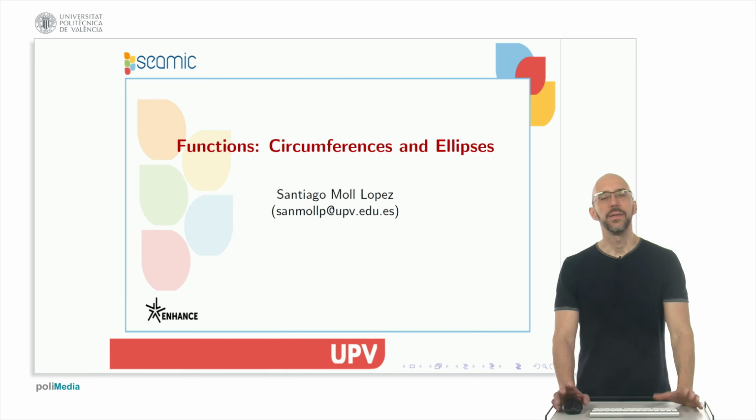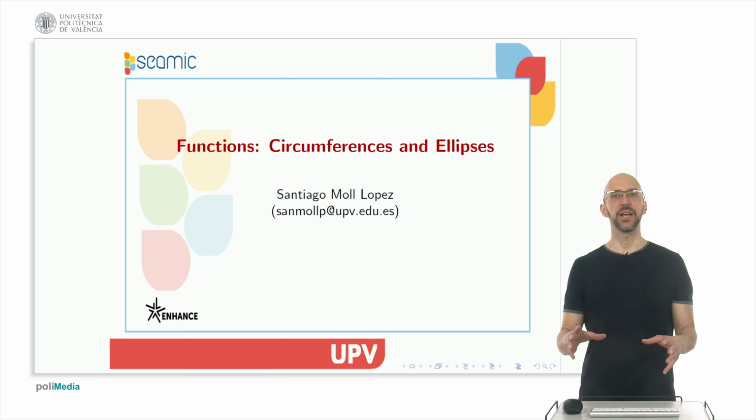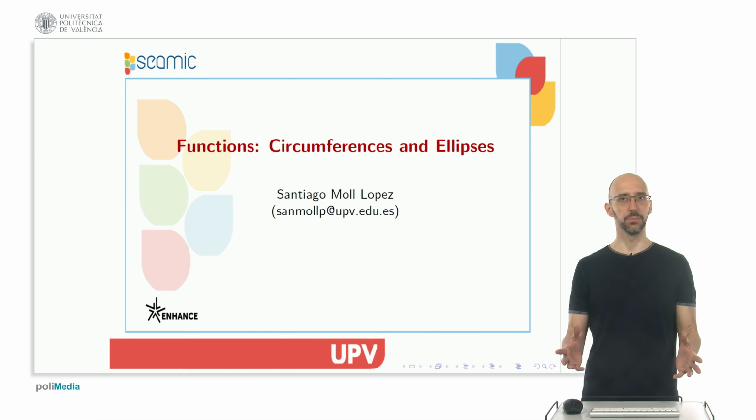Hello guys! In this video we are going to see some examples of implicit functions. You know that a function can be given in different forms and sometimes it's not easy to pass from one form to another. So let's put some examples. VIT. When I say VIT, I mean very important thing, okay?